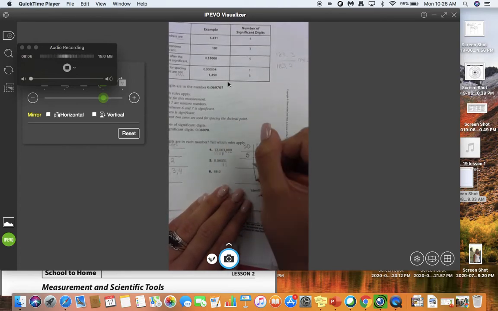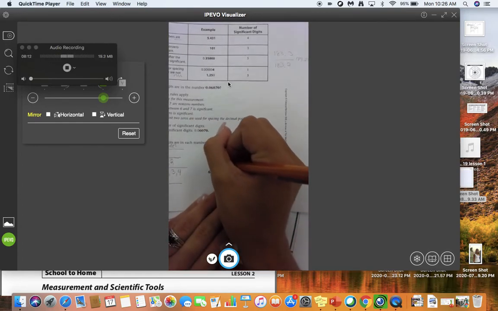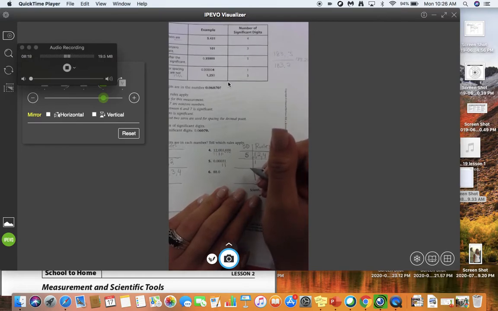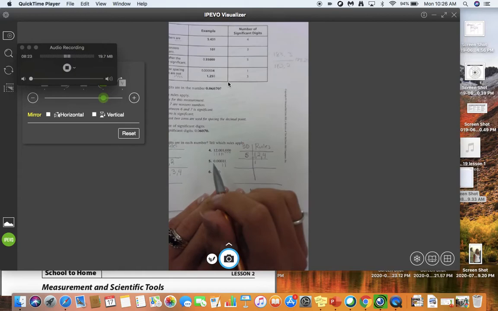0.00031. Be sure you're writing this down as we go. Rule number 1, all non-zero digits are significant. Okay, we know we use rule 1. Number 2, zeros between non-zero digits are significant. Well, there's no digit over here, so therefore I can't use these zeros to count them. Okay, so I'm not going to use rule 2.